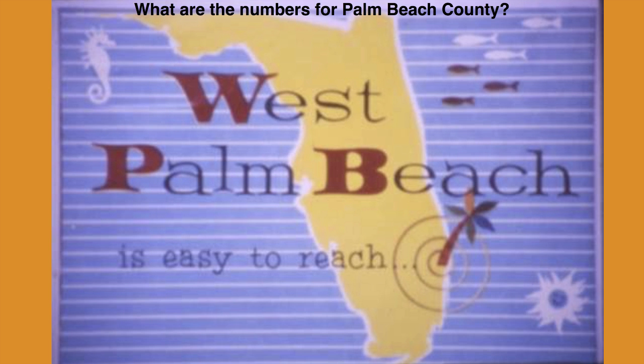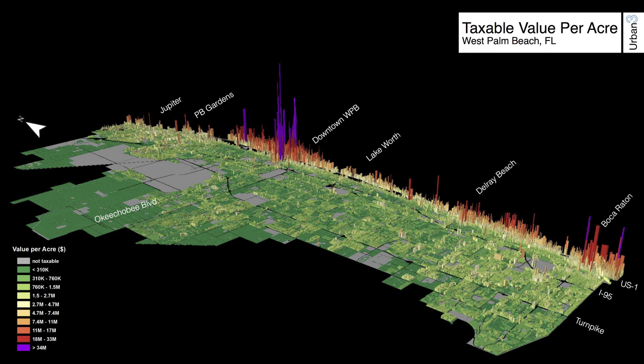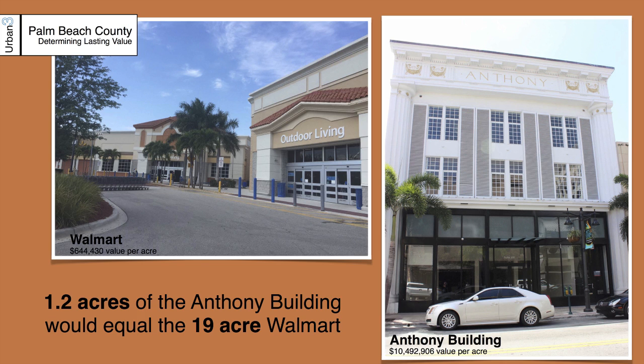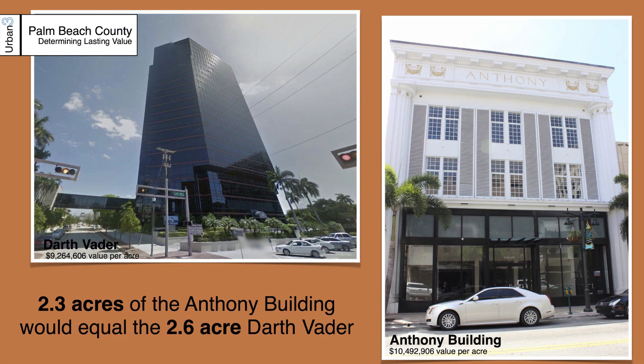West Palm Beach, we did it here. Here's the map of West Palm Beach. You can see the potency of downtown West Palm Beach, especially when you strip off the beach effect. Can't make another beach. God gave you that. But you can make other cities, and you see the potency of West Palm Beach as the economic powerhouse of this entire region. Just for fun, this is Clematis Street, this building right here. If you had 1.2 acres of this building, it would equal the entire 19-acre Walmart. And even crazier, that little building, the Anthony building on Clematis Street, is also more potent than the Darth Vader building downtown.